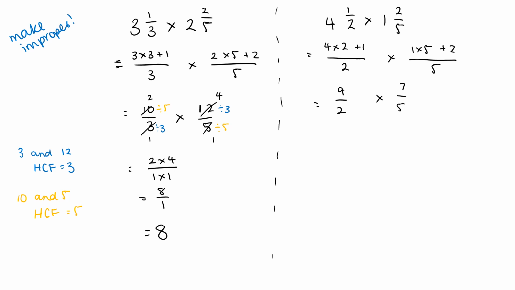And just having a quick look at those numbers, it doesn't look like there's any cross-cancelling that can happen. So I'm just going to go ahead and do 9 times 7, which is 63, over 2 times 5, which is 10. Okay, so multiplication, we just multiply across.